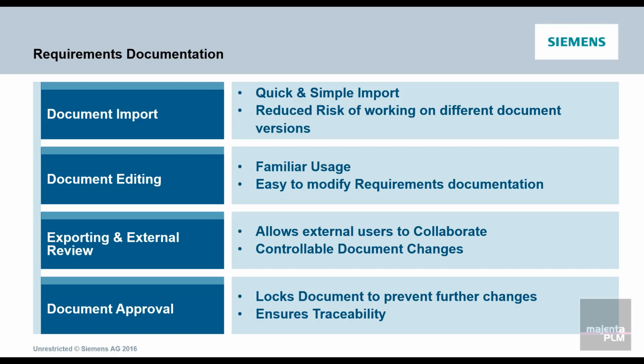We have gone through an external review process, so we've allowed external users to collaborate on our document, and we have been able to control what changes they can make to the document when we've exported it. On top of that, we've also gone through our document approval process, where we can start to add our electronic signatures against our Polarion documents.